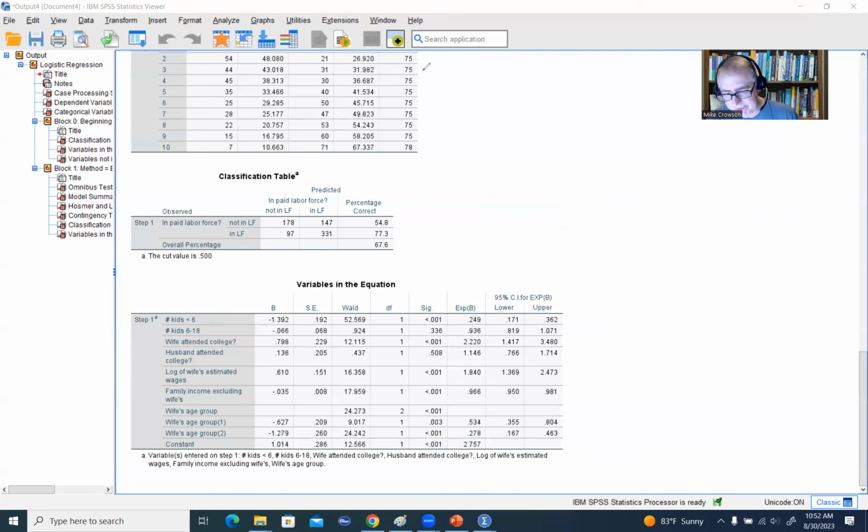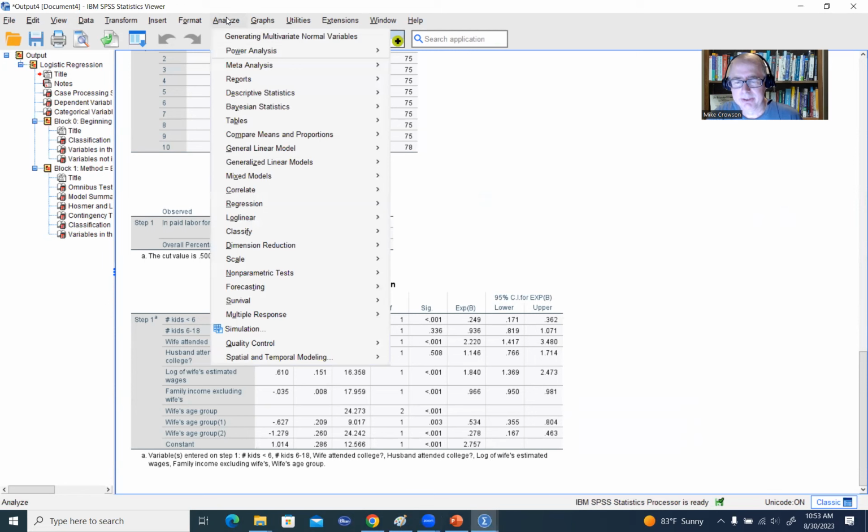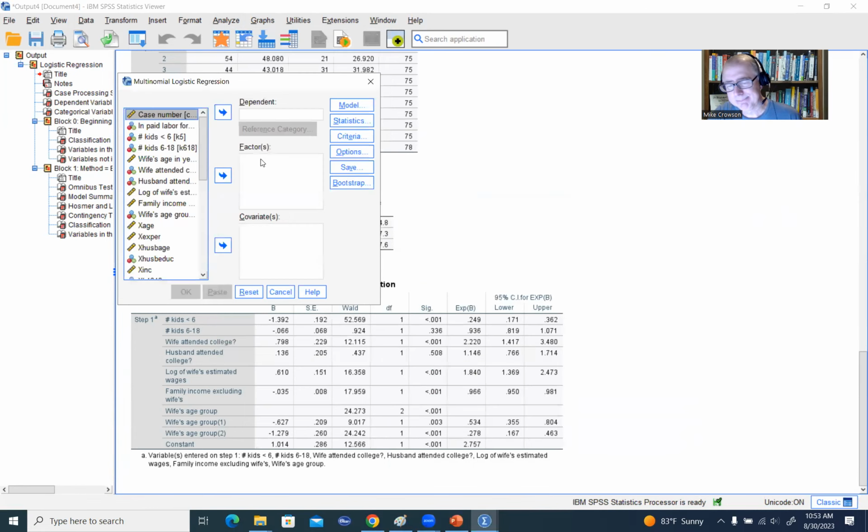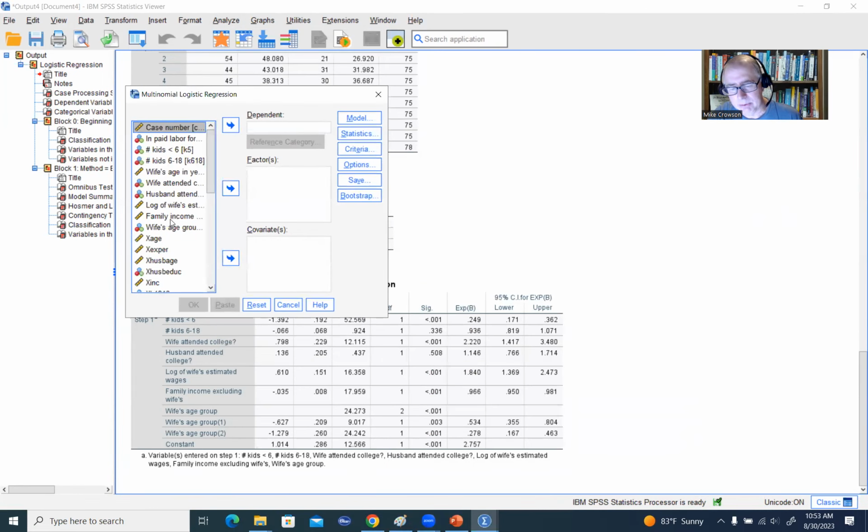Okay, so that's just a really general overview. Like I said, check out the PowerPoint because there's a whole lot more detail than I'm going into right now. So if I want to get that McFadden's that I was referring to, it's really easy to do. We can go to Analyze, go down to Regression, and then go down to Multinomial Logistic. We'll click on that, and we'll move our dependent variable, in paid labor force, over to the dependent box.